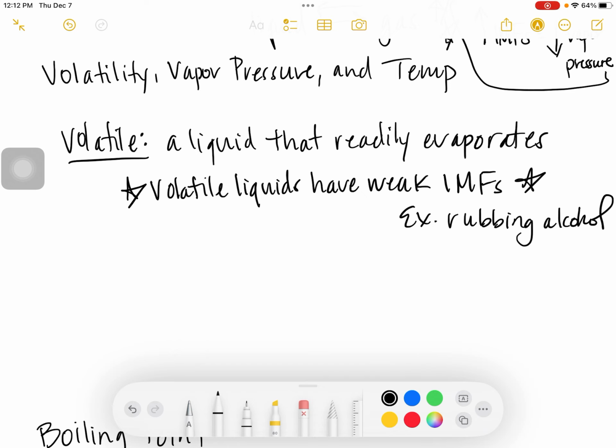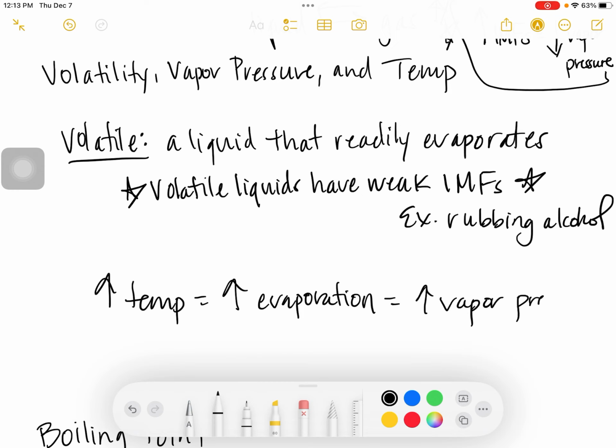How could we get something to evaporate quicker? By giving it energy, by raising the temp, right? And so we could have a discussion here about temperature affecting the rate of evaporation. Raise the temp, you raise the evaporation rate, which if we're in a closed container, you would raise the vapor pressure. So lots of air hose in this discussion, talking about the relationships here between what it means to be volatile, what that means in terms of strength of IMFs, and then how does that affect vapor pressure.